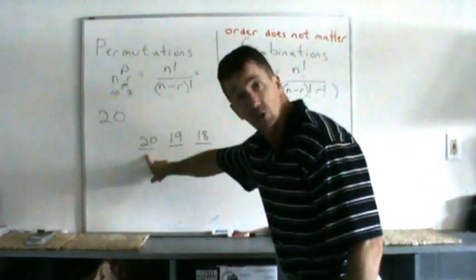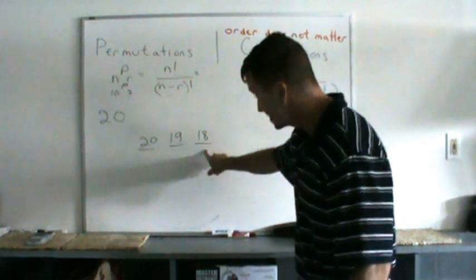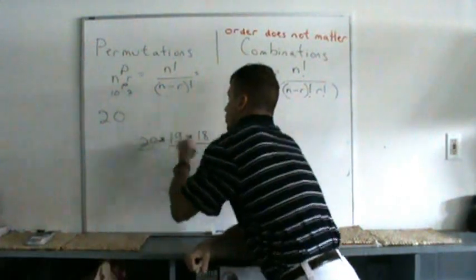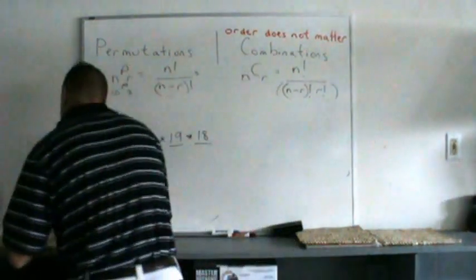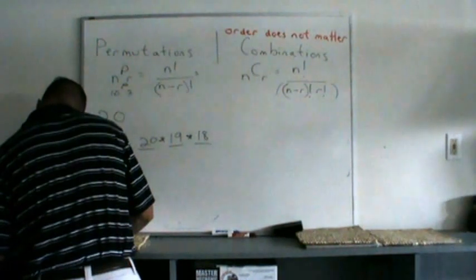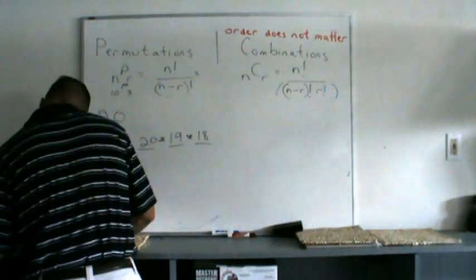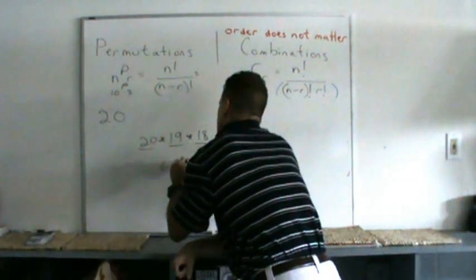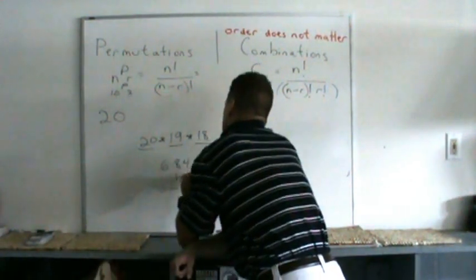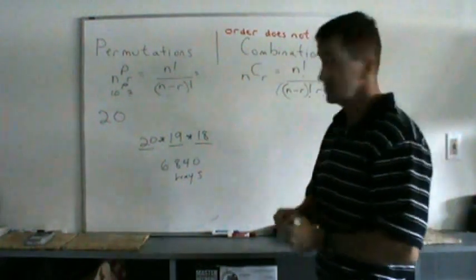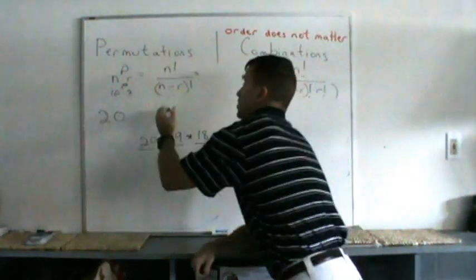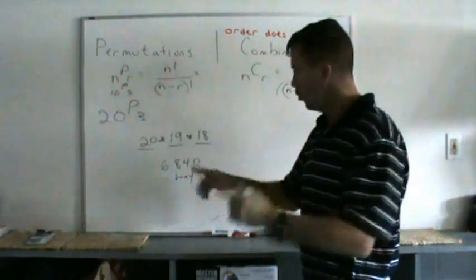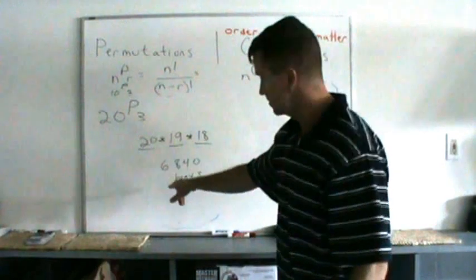How many ways can this occur? 20. How many ways can this occur? 19. How many ways can this occur? 18. I'm just applying the fundamental counting principle. 20 times 19 times 18, and I get 6,840. This is a permutation. I could have written this as 20P3 because the order was important, right?